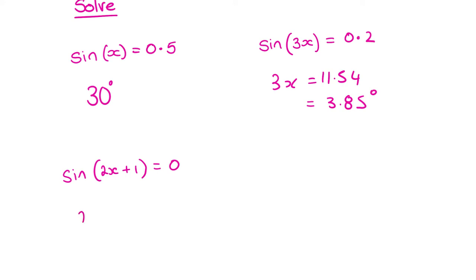Sine inverse of 0 equals 2x plus 1. Yep. What's sine of 0? 0. Okay. So then I move the 1 to the other side. 2x equals minus 1, x equals negative a half. Brilliant. Okay.